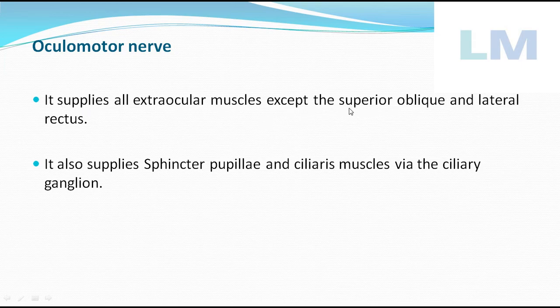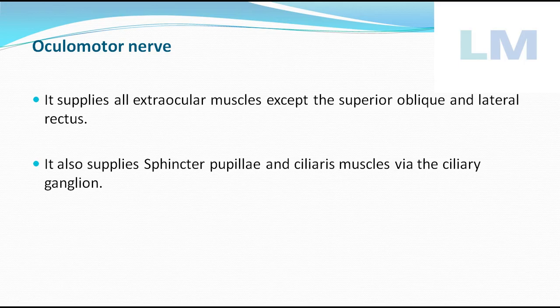I told you this multiple times. I am repeating for revision purposes. Superior oblique, fourth cranial nerve, lateral rectus, sixth cranial nerve. In addition to this, the oculomotor nerve also supplies the sphincter pupillae of the iris, also called the constrictor pupillae. So it will narrow down the pupil, so it reduces the amount of light entering your eyeball. And the ciliaris muscle of the ciliary body.